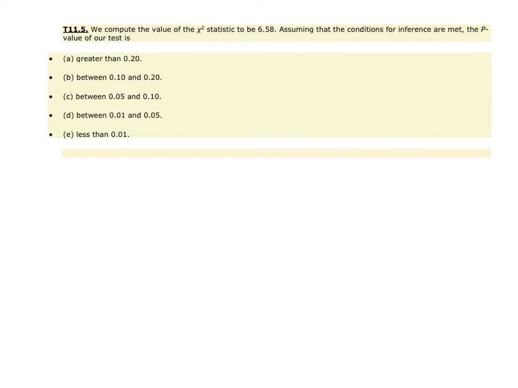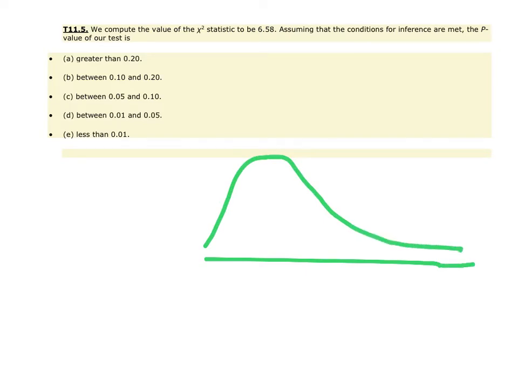Continuing on with that scenario, number 5, we compute the value of the chi-square statistic to be 6.58. Assuming the conditions for inference are met, the p-value of our test is what? Now, you don't need to know how to draw what chi-square looks like, but if you do reference your formula sheet, the chi-square statistic tends to be skewed to the right. If they found that this statistic was the number 6.58, they want us to compute the p-value. So the p-value that we are going to be looking for is going to be this part of the tail.